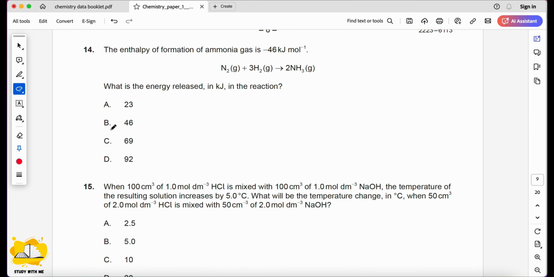The enthalpy of formation of ammonia gas is negative 46 kilojoules per mole. What is the energy released in kilojoules in the reaction? As a free element, delta Hf is 0. So this will be negative 46. If we do the calculation, it will be 2 times negative 46 because it's 2 moles. So that would be 92. Why is it negative? Because the reaction releases energy.